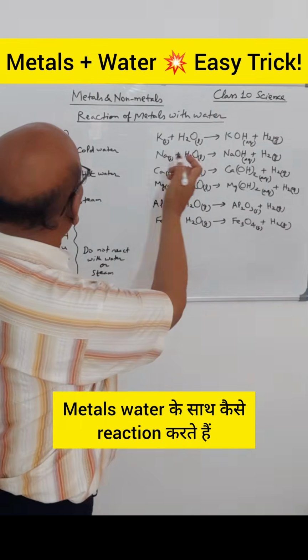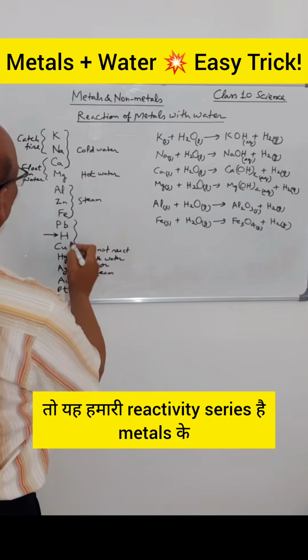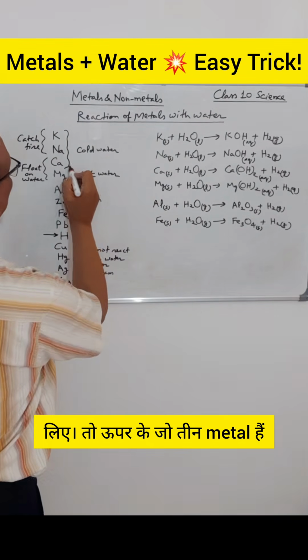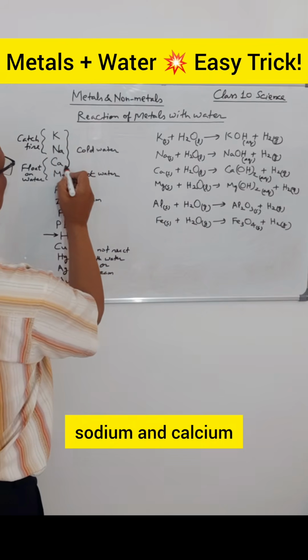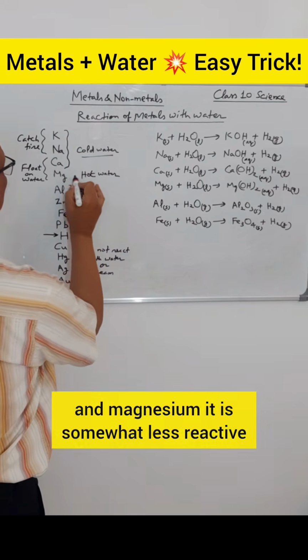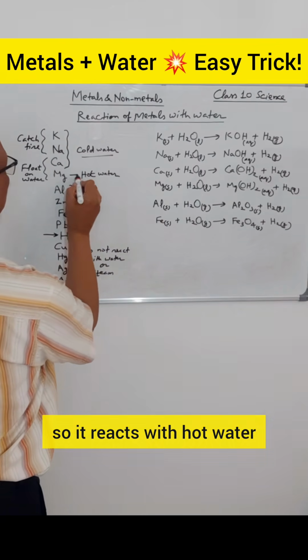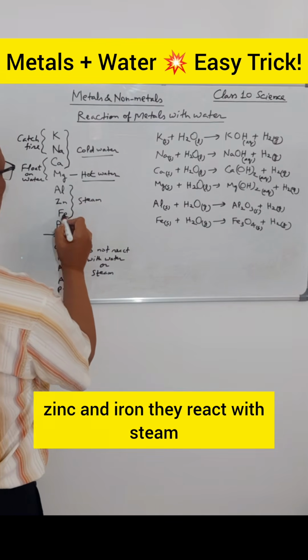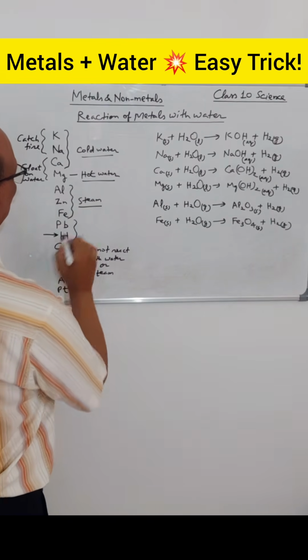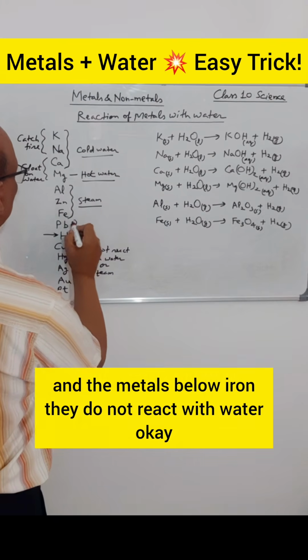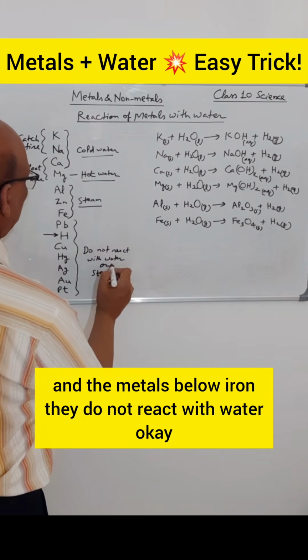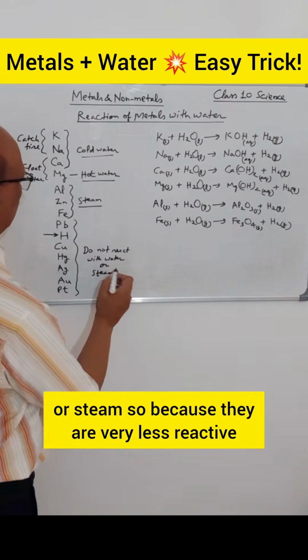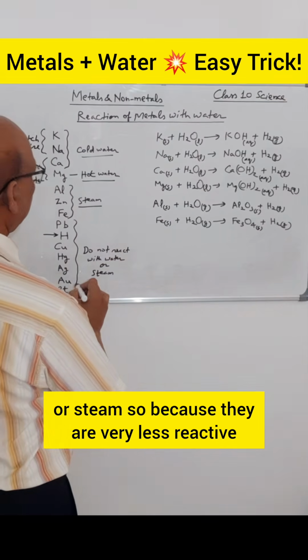मेटल्स वाटर के साथ कैसे रिएक्शन करते हैं, तो ये हमारी रिएक्टिविटी सीरीज है मेटल्स के लिए। तो ऊपर के जो तीन मेटल हैं, that is potassium, sodium and calcium, they react with cold water. And magnesium is somewhat less reactive, so it reacts with hot water. And the metals aluminum, zinc and iron, they react with steam because they are less reactive. And the metals below iron, they do not react with water or steam, because they are very less reactive.